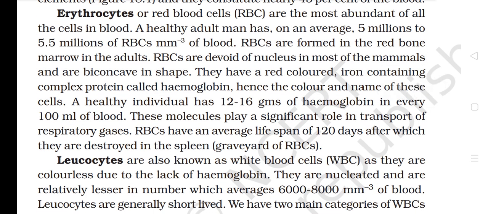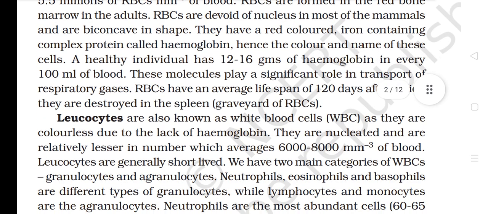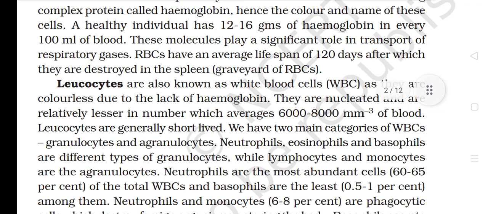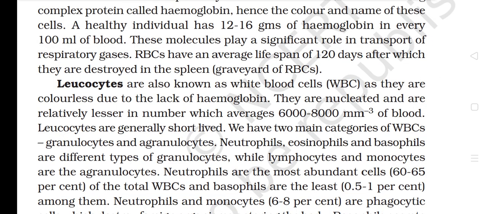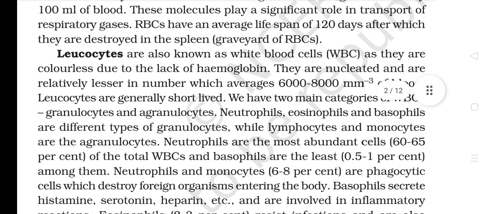RBCs are devoid of nucleus in most of the mammals and are biconcave in shape. They have a red colored iron containing complex protein called hemoglobin, hence the color and name of these cells. A healthy individual has 12 to 16 grams of hemoglobin in every 100 ml of blood. These molecules play a significant role in transport of respiratory gases. RBCs have an average lifespan of 120 days, after which they are destroyed in the spleen, the graveyard of RBCs.